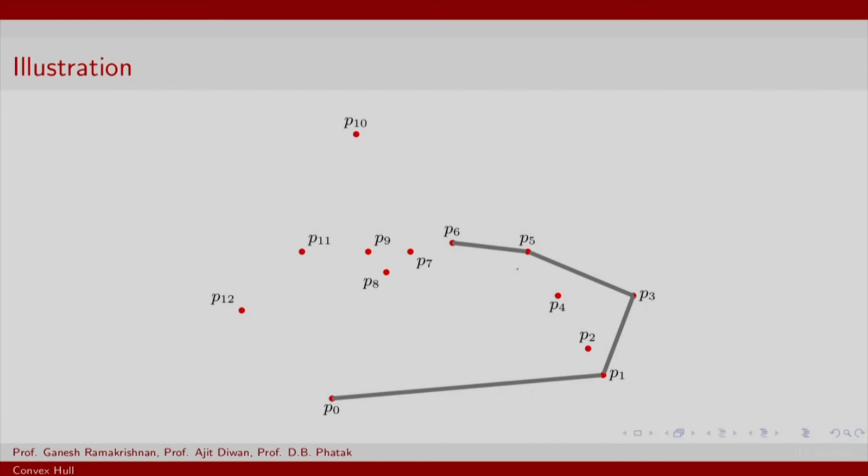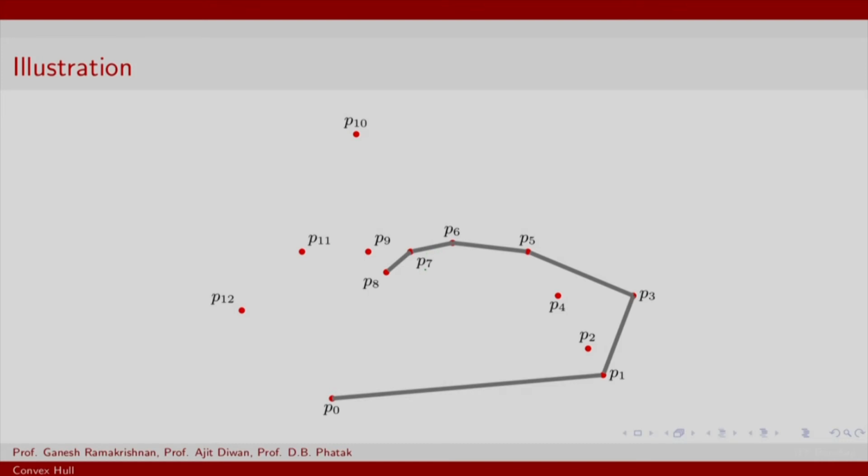We next check if P5 should be included and we find that indeed P6 is oriented clockwise from P3 with respect to P5. Whether to include P6 or not we will know soon, but we proceed and then we check for P7, and again we find that P7 is oriented clockwise from P5 with respect to P6. So we continue our journey, look at P8.